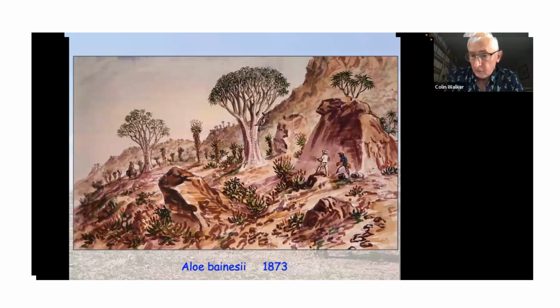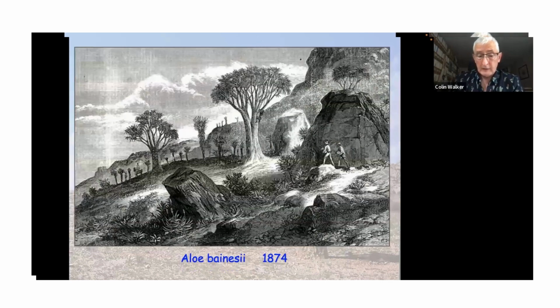In 1873, he's now in what is now KwaZulu-Natal, Matabeleland, or Zululand, if you like. And he discovered a second tree aloe. We're calling it Aloe bainesii here at the moment. And here's his painting of Aloe bainesii. And here is the published image in Gardener's Chronicle.